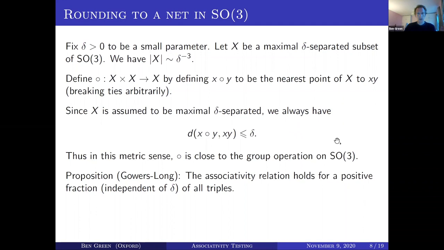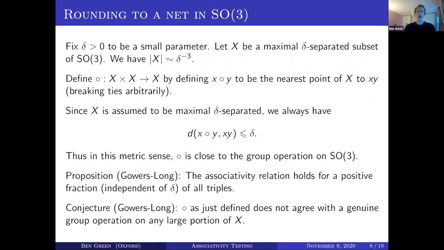This work of Gowers and Long, by the way, is very interesting. It's available on the arXiv. I would thoroughly recommend a look at it. So what they proved in that paper is that this associativity relation does hold for a positive fraction of all triples. And that's kind of natural because you'd expect the group operation on SO3, of course, is associative, and you'd expect this circle operation to inherit some of that associativity. And indeed it does. Although the proof is not straightforward at all, involves some harmonic analysis on SO3 actually to prove that. And what they conjectured is that this particular operation that they've defined does not agree with a genuine group operation on any large portion of the set X. So in other words, you can have a somewhat associative operation which does not have any piece that looks like a group operation. And it's this that I want to discuss a proof of in this talk.